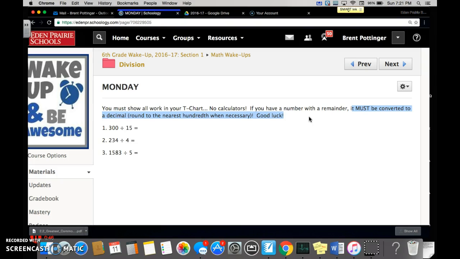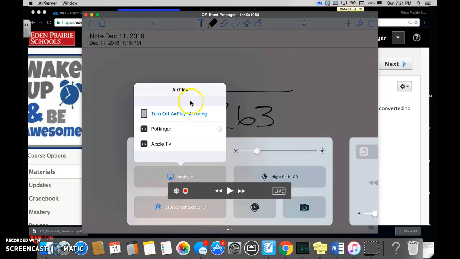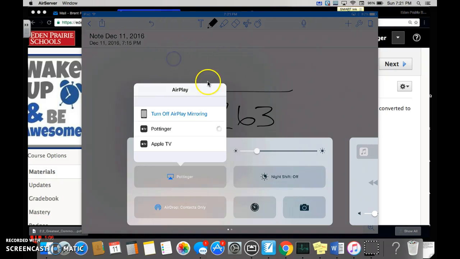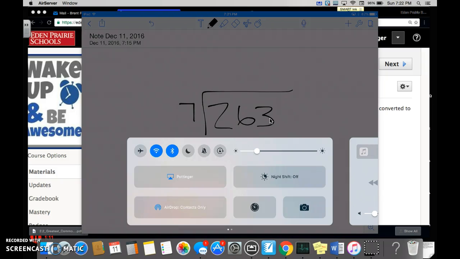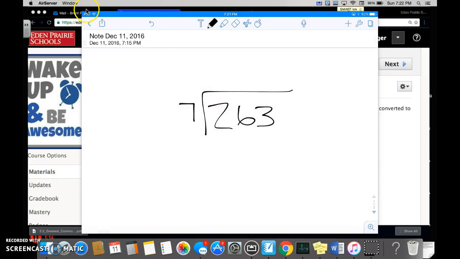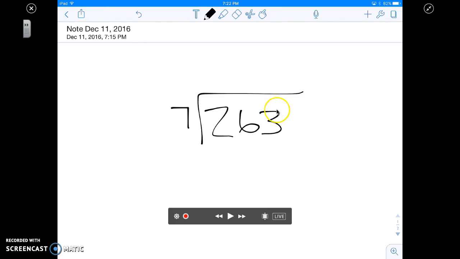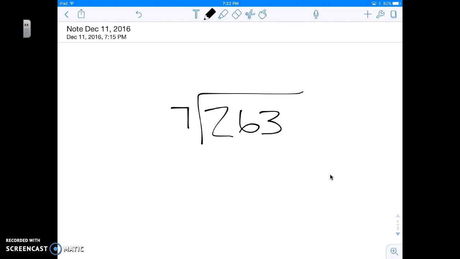We have you write the answer as a mixed number, but for wake up this week, we want you to round to the nearest hundredth place when you have a remainder. I'm going to show you what that looks like here with an example. My example here is going to be 263 divided by 7. So we're going to perform our long division operations, which you've learned in the past.